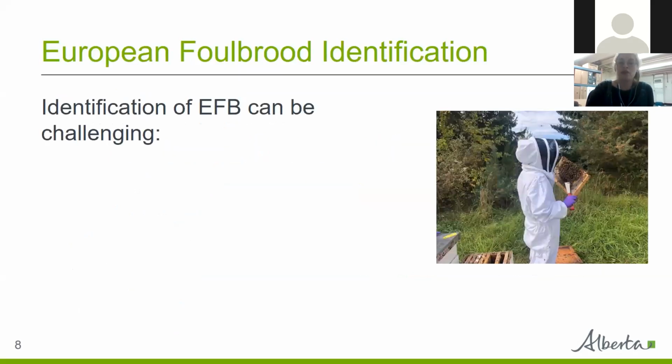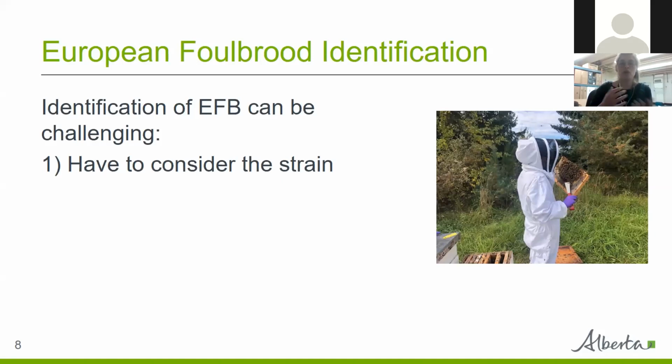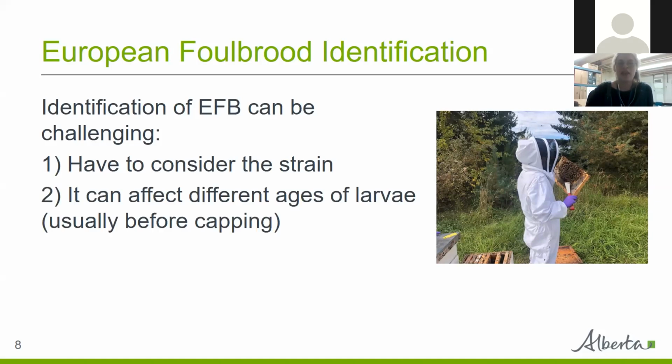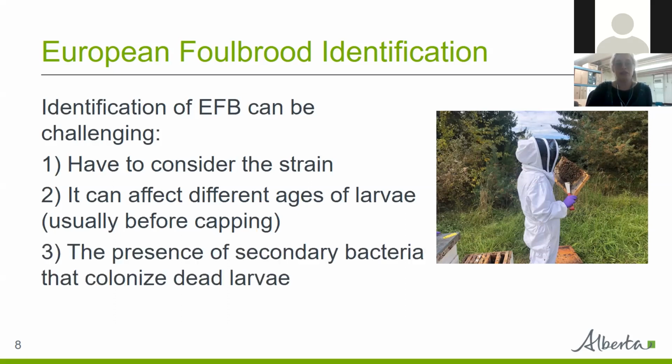Identifying EFB in your colony can be really challenging. As I've mentioned, there are different strains, so you have to consider that. Visually, we're not able to tell which one is which, but hopefully soon. It can affect different ages of the larvae, usually before capping. Sometimes you have larvae that are maybe 6 days old that look infected, and there are some closer to the capping date that are way more plump than the little guys, but they're a totally different color. So it can vary quite a lot. You just have to get used to what a normal larva looks like in a normal brood pattern, and then anything that deviates from that, you want to investigate.